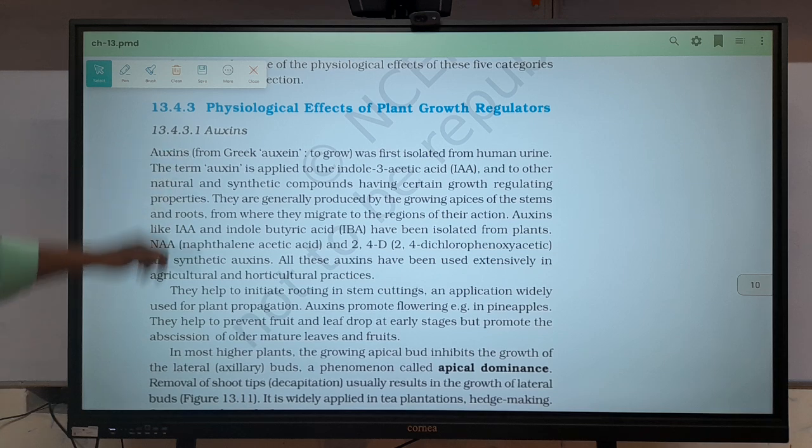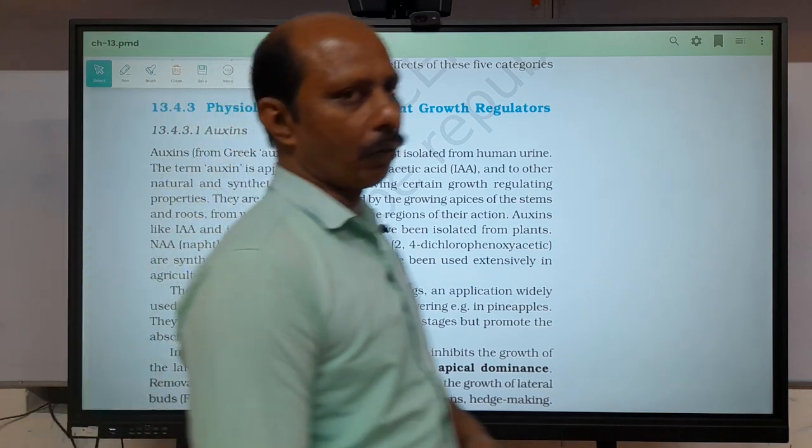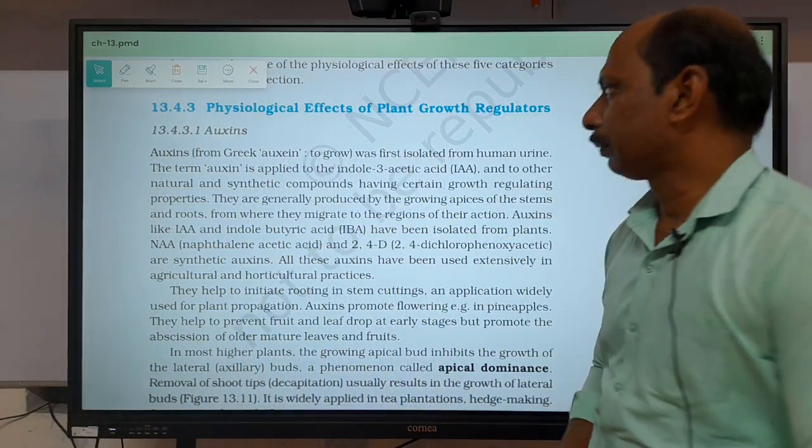Now what is the effect of these plant growth regulators on plants?